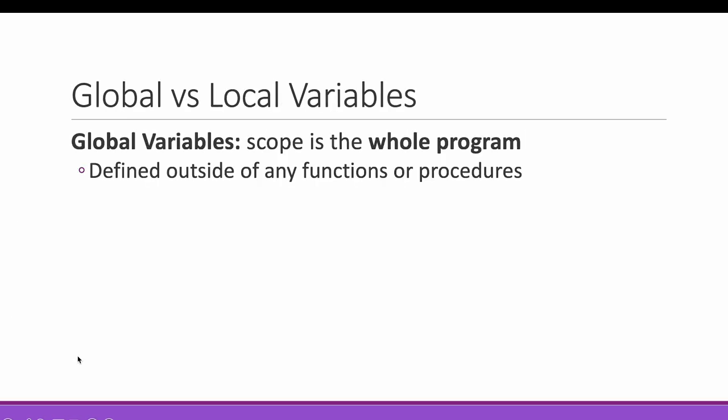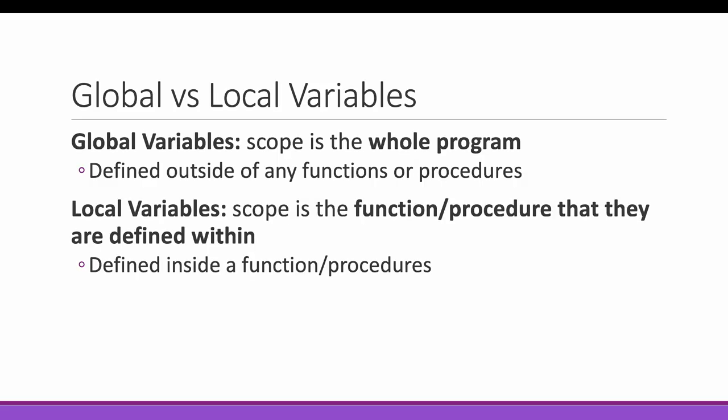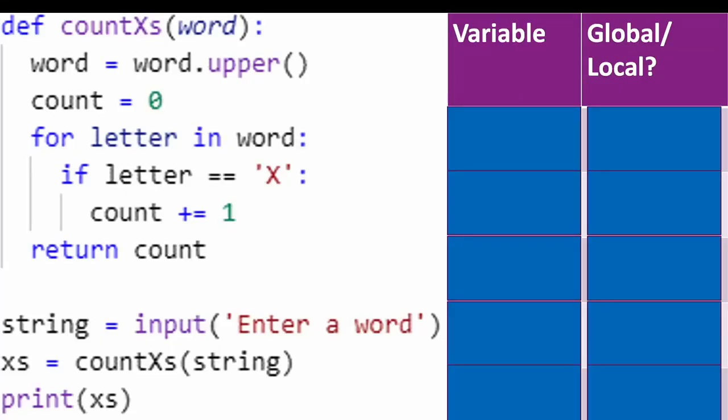So global variables have a scope of the entire program. They're defined outside of functions or procedures, they're defined in your main code, and you can use them wherever you want to in that program. Local variables have a scope of the function or procedure that they are defined in. So they only exist inside that function, and if you try to reference them outside the function, you will not be able to. Let's look at this example.